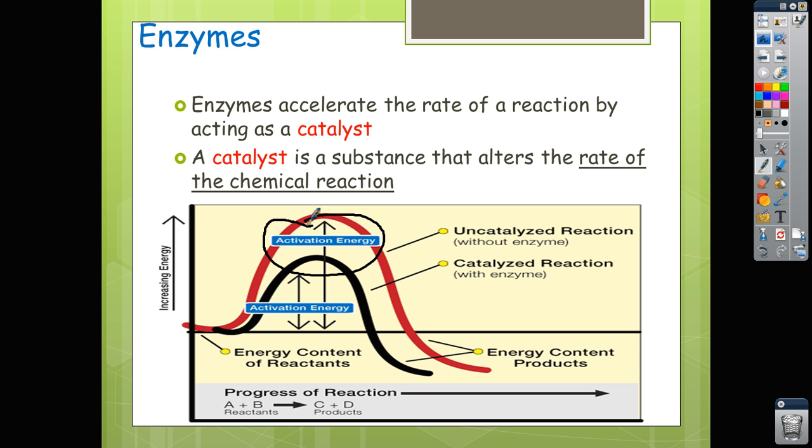The energy needed to activate the chemical reaction, to make the chemical reaction happen faster. So when you look at this, let me clear this again. When you look at this, you'll see 2 reactions. You see one reaction with an enzyme, which is your black line, and you see one reaction without an enzyme, which is your red line.